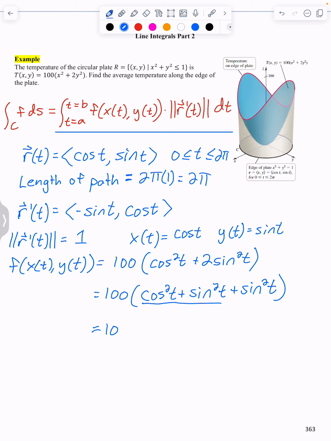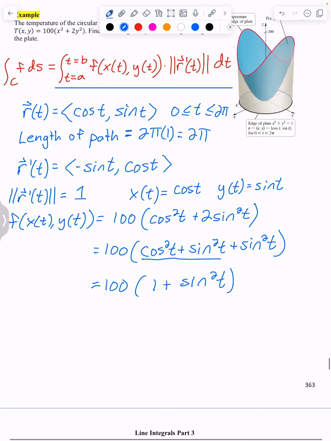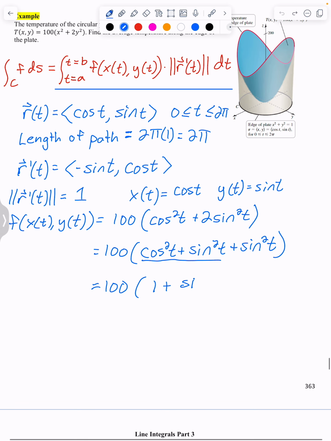So this is equal to 100 times 1 plus sine squared t. I know that sine squared is going to create a problem. Let me fix my handwriting a bit. It's getting a bit sloppy.